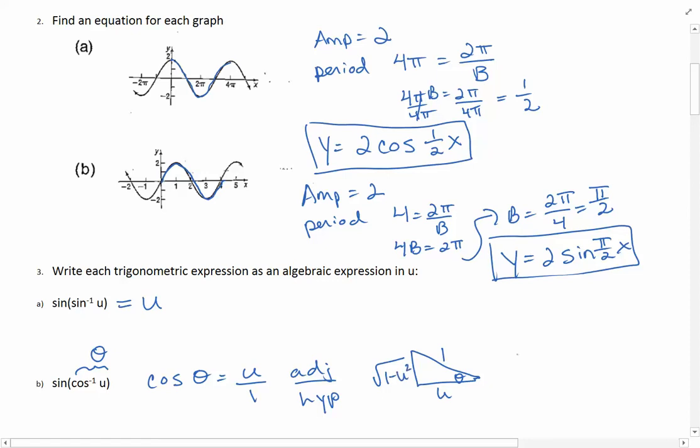And so the sine of theta is equal to the opposite over the hypotenuse, where the opposite is the square root of 1 minus u squared and the hypotenuse is 1, or just the square root of 1 minus u squared, if you clean that up there.